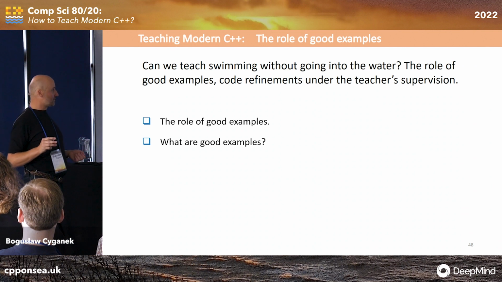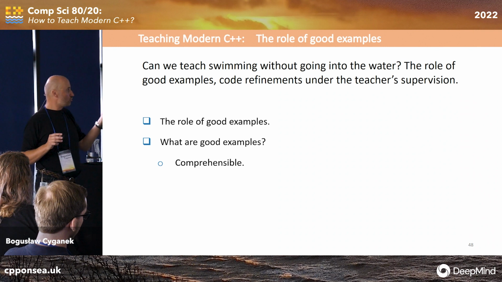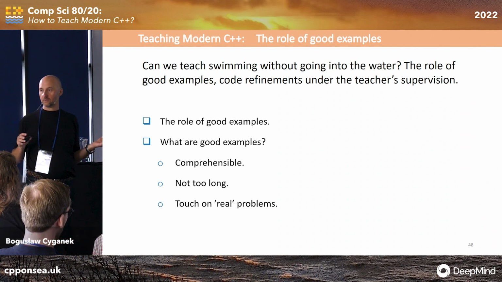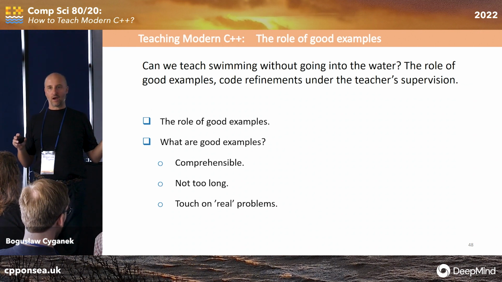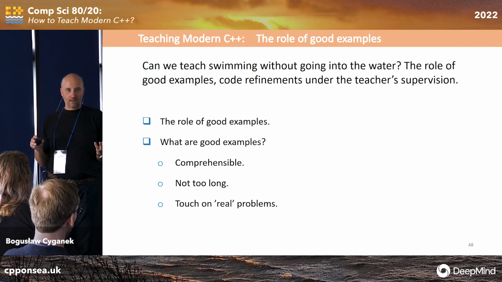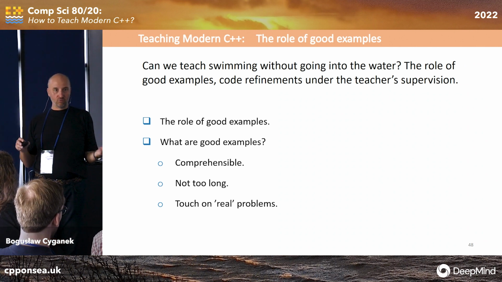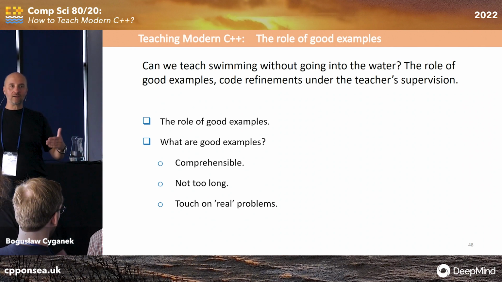The role of good examples, but what are good examples? They should be comprehensible, not too long, touch on real problems. This is very difficult. When preparing our teaching materials, the longest it took us was to devise some examples. Usually they come from our daily work as software engineers, and also observations of what students write and in what manner.